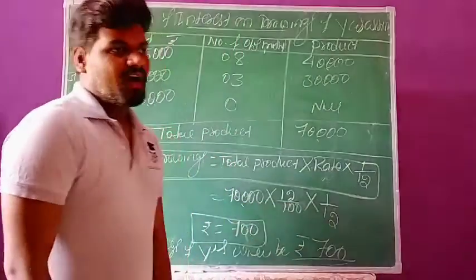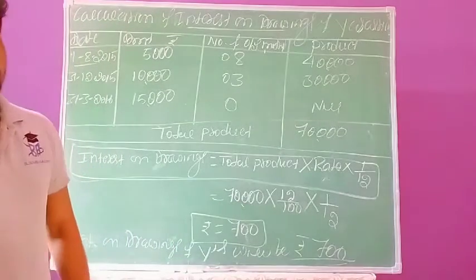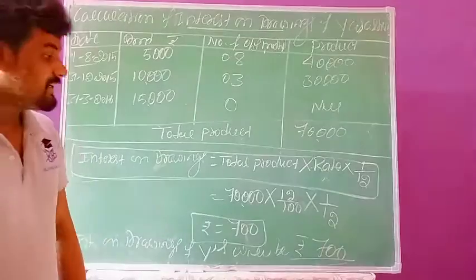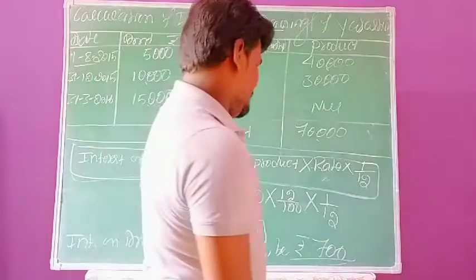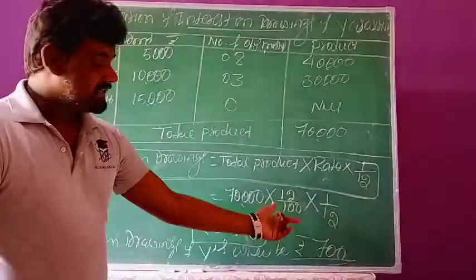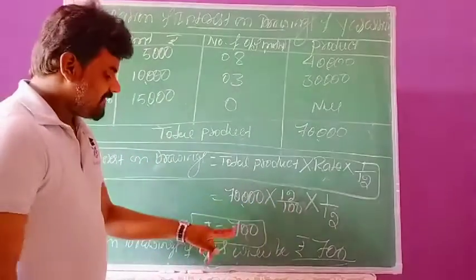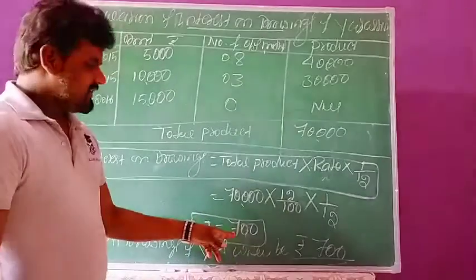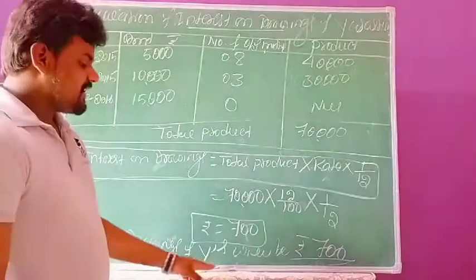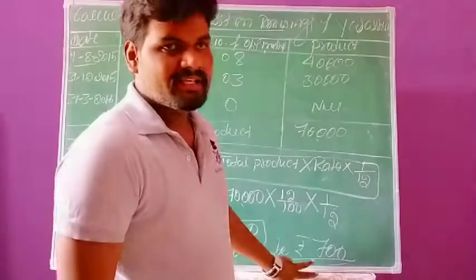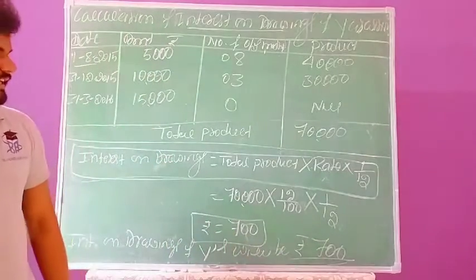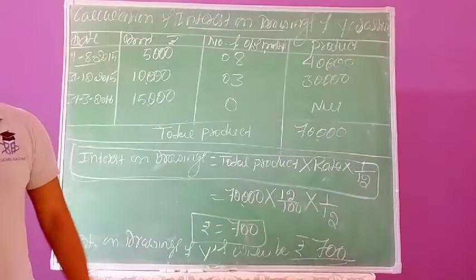1 by 12 is the constant we use while charging interest, when multiplying with the amounts and months, we take 1 month as the interest on drawings. By multiplying these values, you will get 700 rupees. So here, interest on Yashasvi's drawings will be rupees 700. This is the calculation of interest on drawings of each partner.